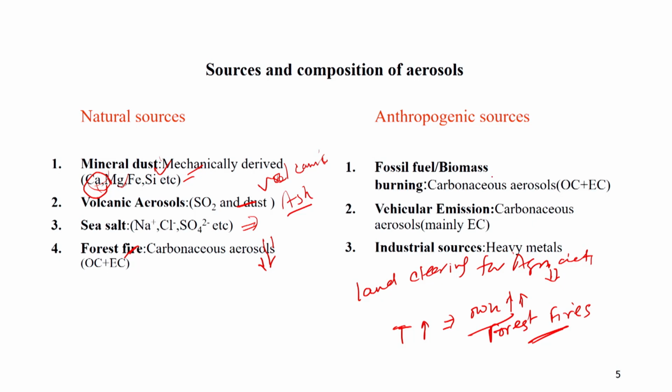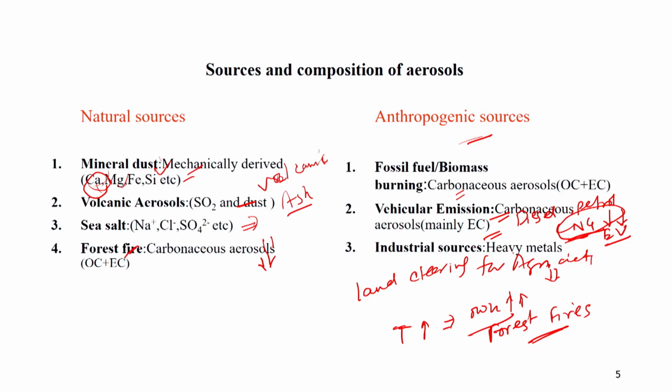When we talk about anthropogenic, generally we say two types are very important. Here you can see the definitions: vehicular emission, then industrial sources, then fossil fuel or biomass burning. Here for vehicular emissions, we use diesel or petrol. Now because of these things, in order to reduce them, the government has introduced the CNG system, and it has become very popular. Electric vehicles are coming with this one.